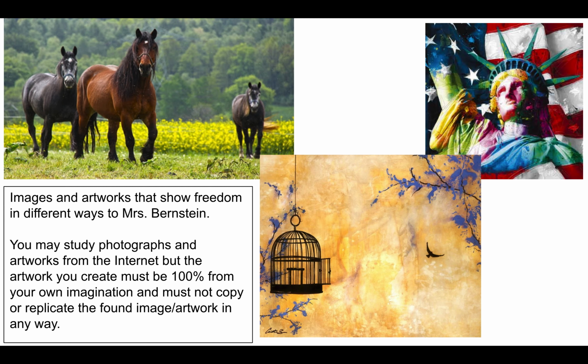But like this bird in the cage one, I would not want you to study this and say, okay, I need a tree coming up on the right, I need a tree kind of coming up on the left, and I'm going to hang a bird cage on the left, and the bird is going to be on the right flying away. You can't do that. This artist has already done that. So you've got to find some other way to show a bird escaping, and it can't be this bird, it can't be this cage, or those trees. Okay, you've got to find your own way to arrange it if that's what you want to show as your idea of freedom.